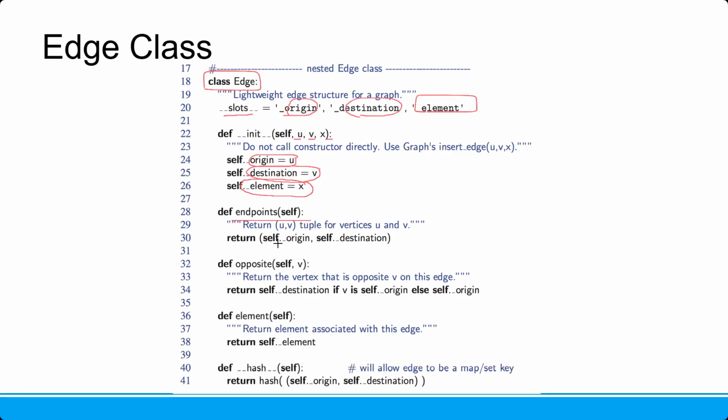We have the endpoints, which indicate the origin and the destination. If I want to check the opposite of v, it means that if v is the destination, then I want to know the origin, or if v is the origin, then I want to know the destination. So this is the code. And I want to check the element, and I want to give an ID. So I can use the hash to make an ID for the edges.